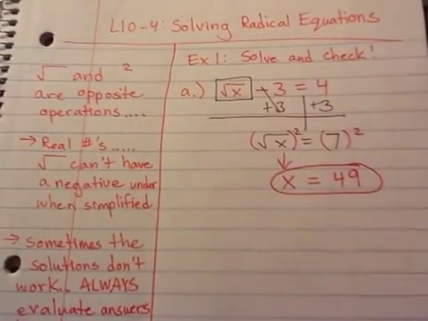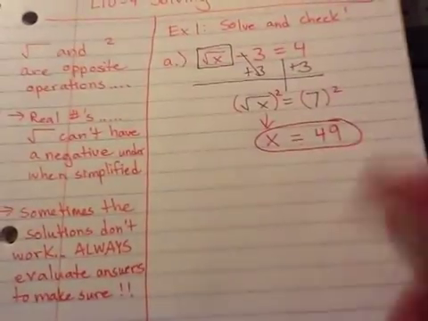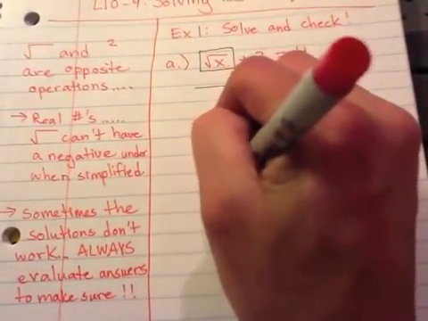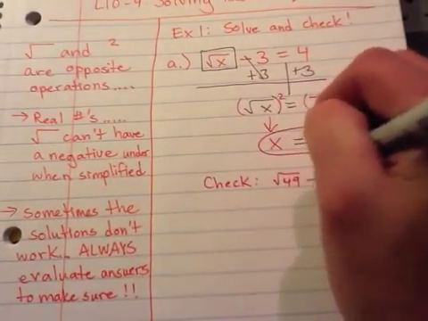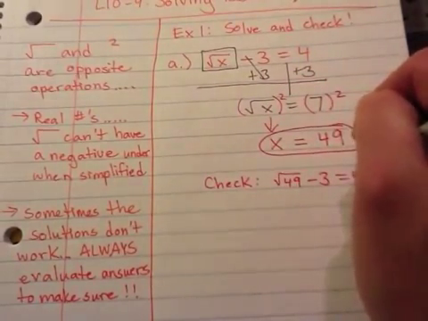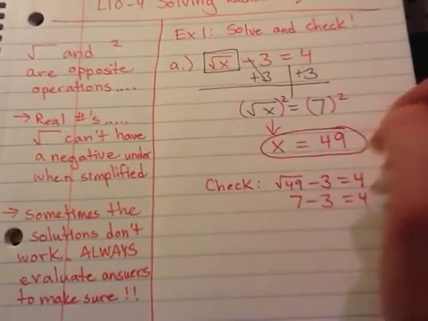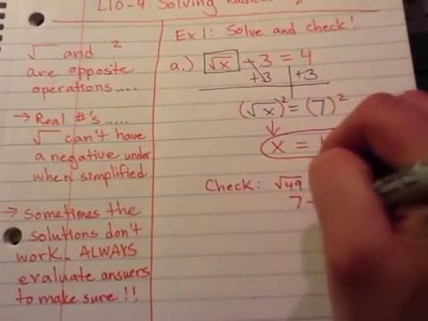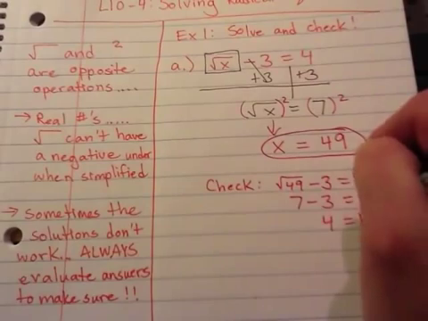Now, I need to just check it and make sure it's going to work. So I check it by plugging it in and evaluating. Square root of 49, subtracting 3 equals 4. Square root of 49 is 7. 7 minus 3 is 4. And 4 does equal 4. So that's true.